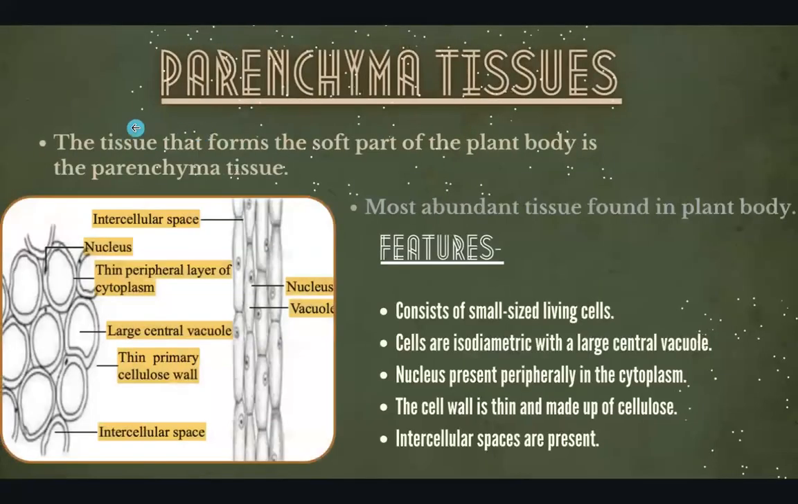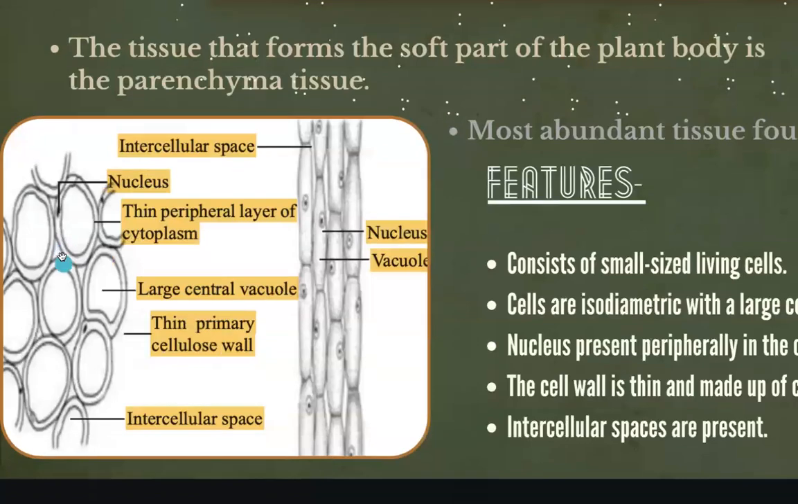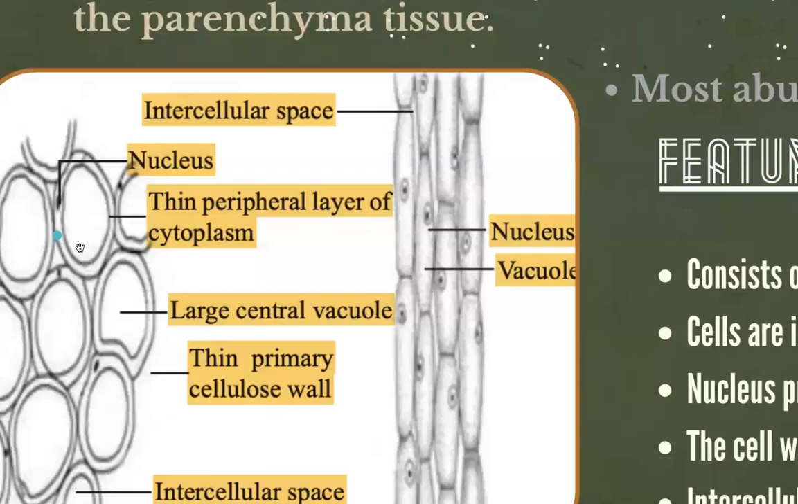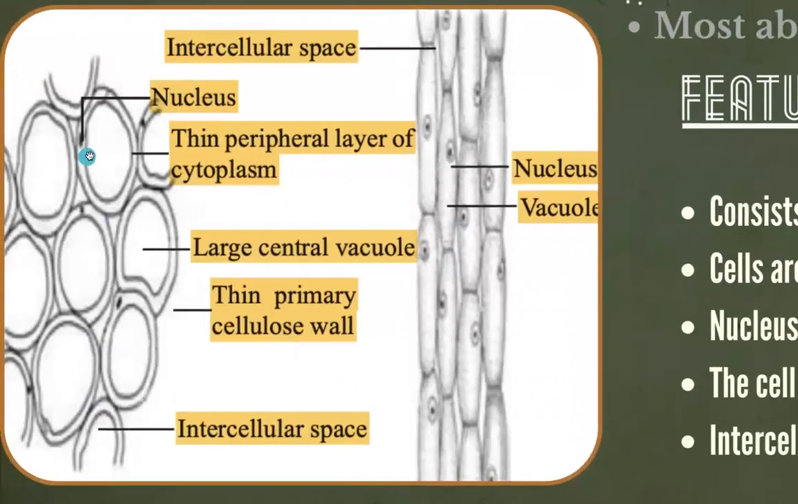All right. Now let's dig in and learn more about the simple permanent tissues. First, parenchyma tissues. The tissue that forms the soft part of the plant body is the parenchyma tissue. This tissue is the most abundant tissue found in the plant body. Here is the figure, a cross section and a longitudinal section of the parenchyma tissues.